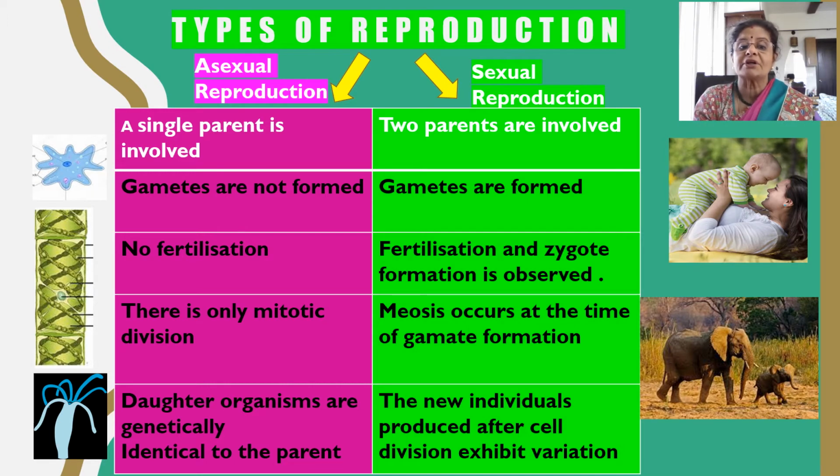There is only mitotic division when it comes to asexual reproduction, whereas in sexual reproduction, meiosis occurs at the time of gamete formation. Daughter organisms are genetically identical to the parent in the case of asexual reproduction, whereas the new individuals produced after cell division exhibit variation in the case of sexual reproduction.